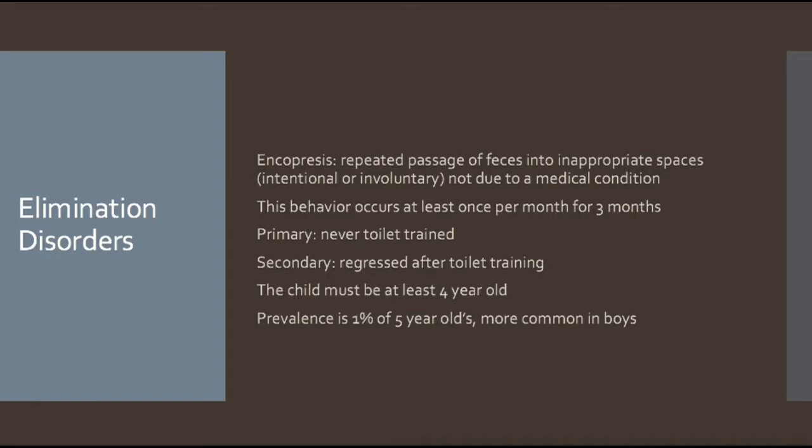So what I would remember from here is that it's divided into primary and secondary. Primary, they were never toilet trained. Secondary, they regressed after toilet training. You want to remember that the child must be at least 4 years old, and you want to remember the prevalence is 1% of 5-year-olds. So those are the big things, and it occurs at least once per month for 3 months. So once per month for 3 months is also important.